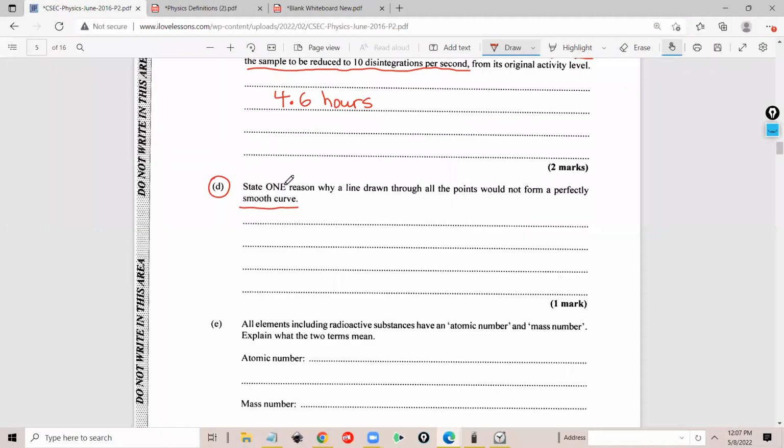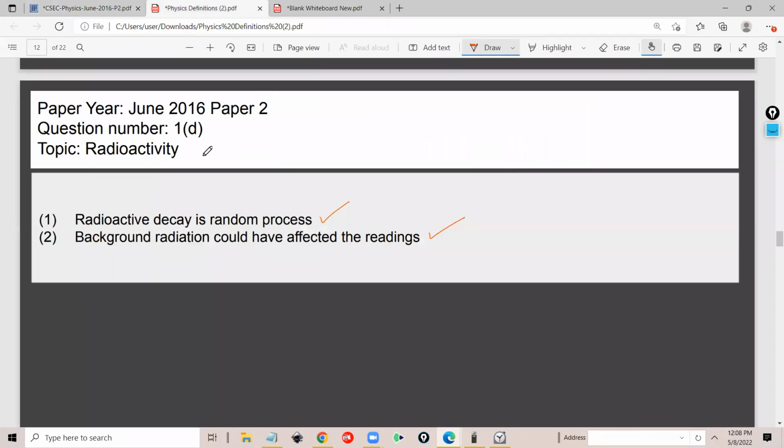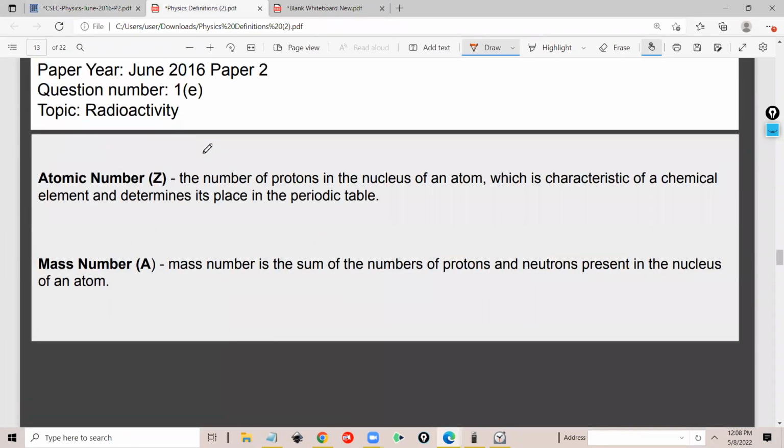All right, so let's move on. Part E: all elements, including radioactive substances, have an atomic number and a mass number. Now this falls more under chemistry. So if you're doing chemistry, this is going to be a super easy question. We all know the atomic number, which we usually denote with the letter Z, is the number of protons. And the mass number, which is usually capital A, is the sum of the protons and neutrons.